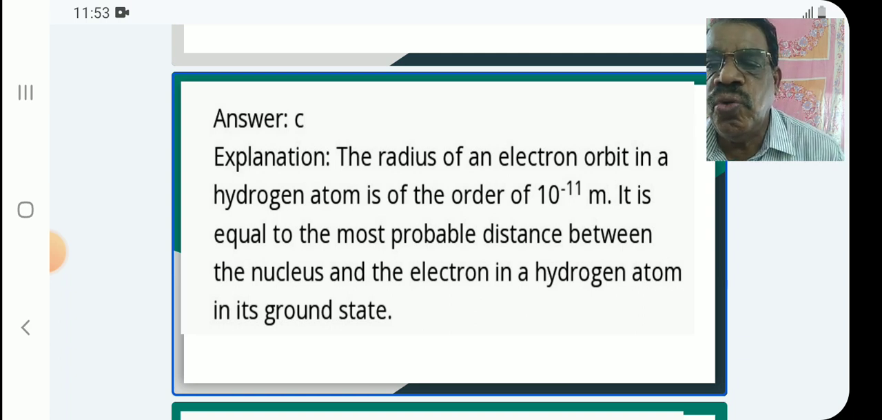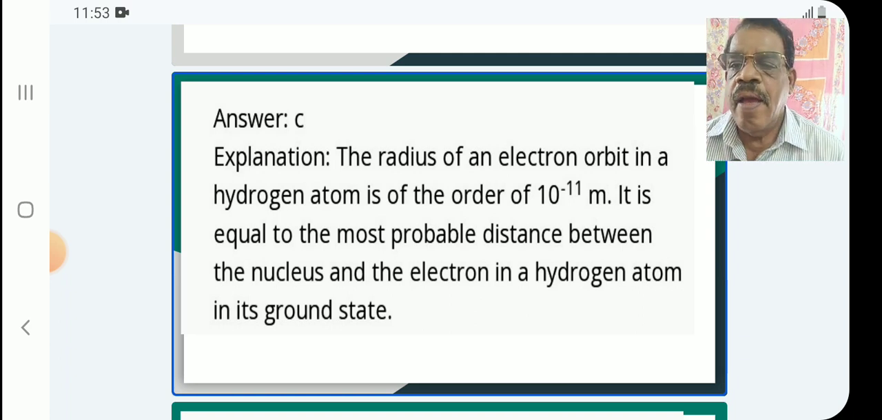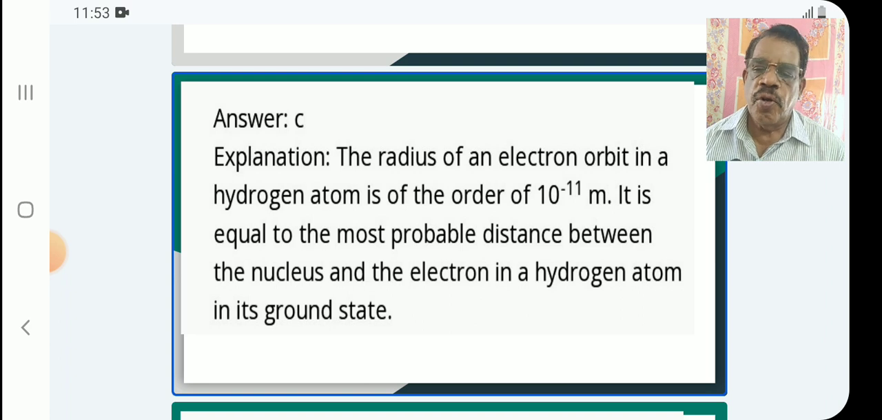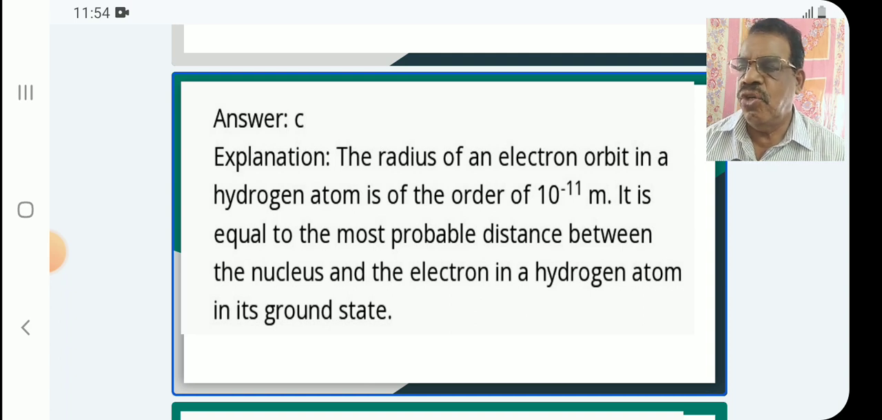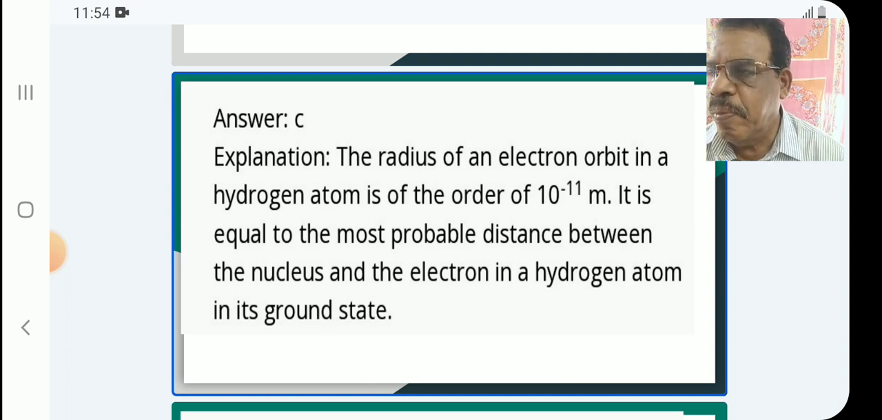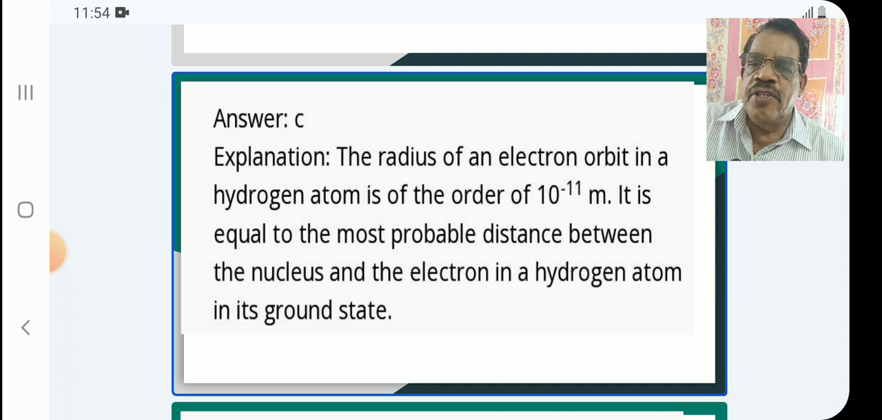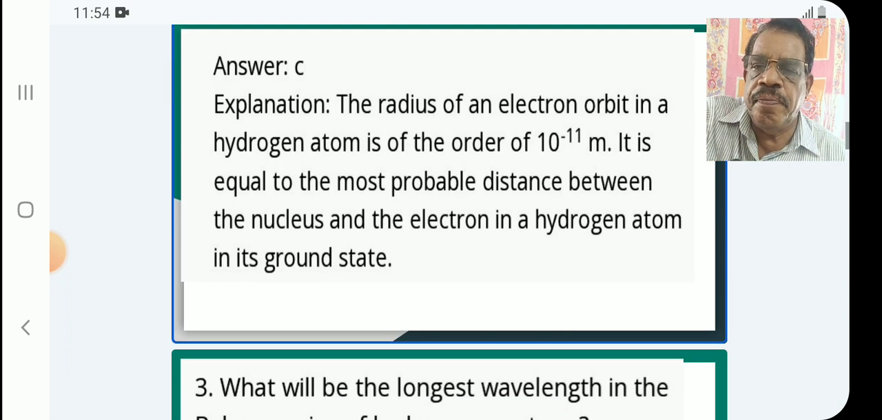It is equal to the most probable distance between the nucleus and the electron in a hydrogen atom in its ground state. So you can remember either 10 raised to minus 7 meter or 0.53 n square angstrom, where n is the orbit number. If we put n as 1, we get 0.53 into 10 raised to minus 10, which can be approximated as 10 raised to minus 11 meter.